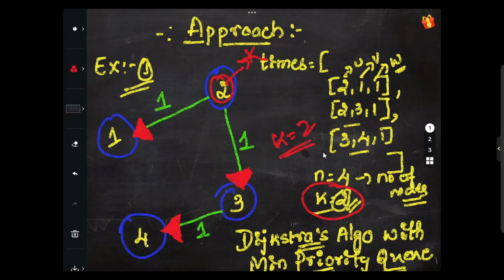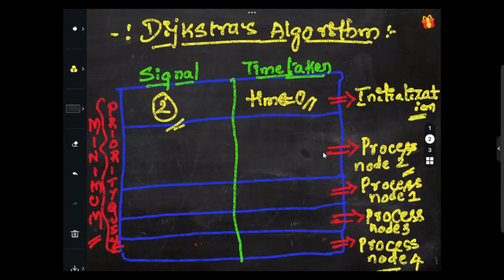First we are sending a signal to node 1 here. You can clearly see this path. We are sending a signal to node 1, and we are sending a signal to node 3 here. We have the time 1 and 1 here. So we can write it this way, right? From 2 we are sending the signal to node 1, and from 2 we are sending the signal to node 3.